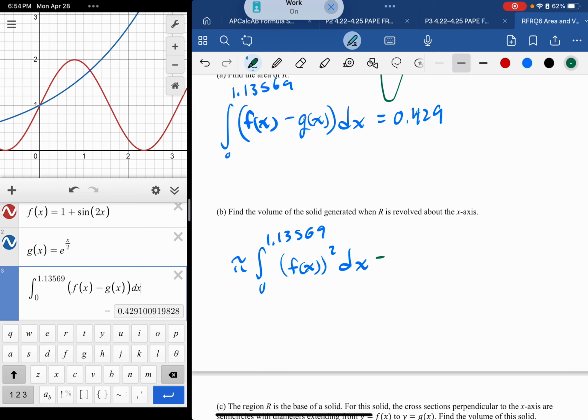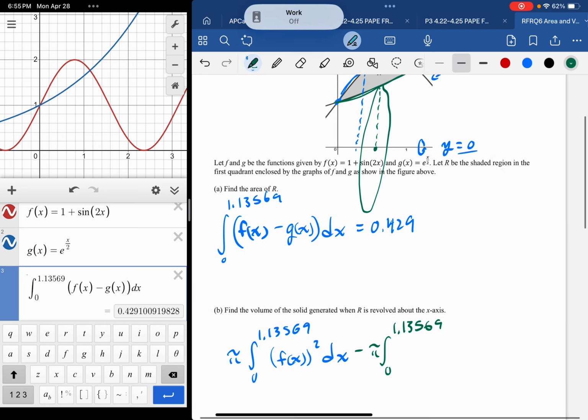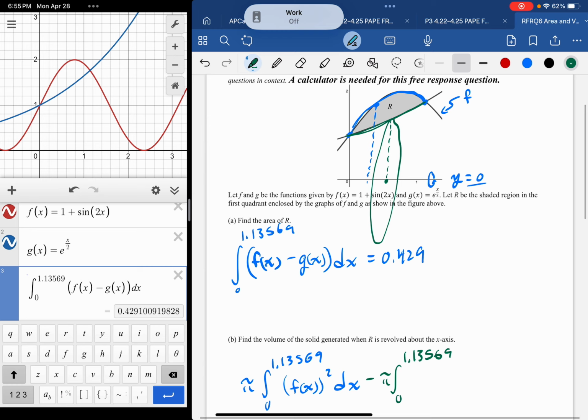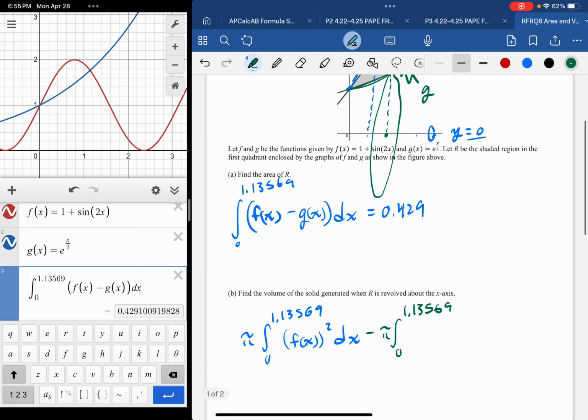Then I'm supposed to subtract the other guy, the void. Same lower bound and upper bound. I'm going to show you guys how you can write this simplified later. And when I look at this one, the radius is just the g. So whatever the g is, that's all you got to do. So we got to do radius squared.